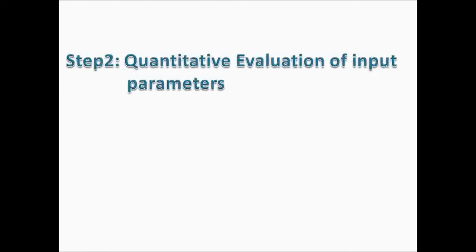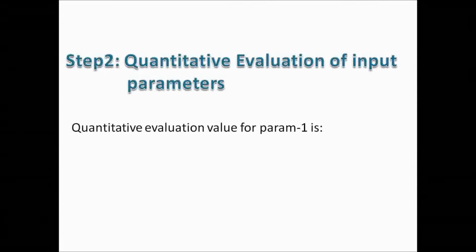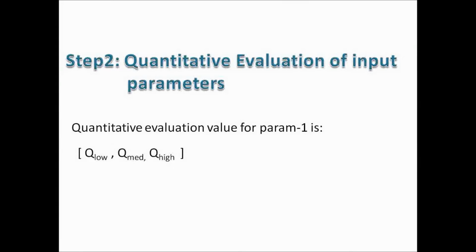The second step is quantitative evaluation of input parameters. The quantitative evaluation value set for a particular parameter is chosen based on its characteristics and is multiplied by the fuzzy set obtained, which will give us the QEV of a particular parameter.